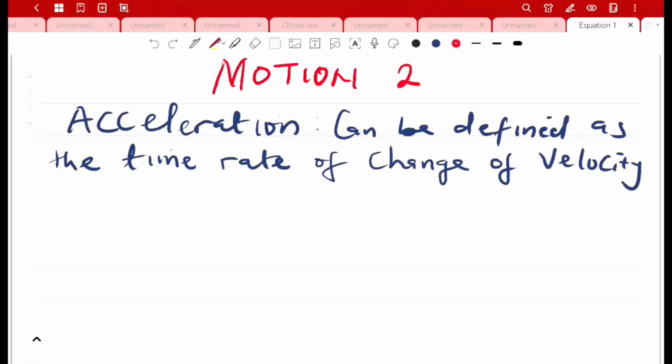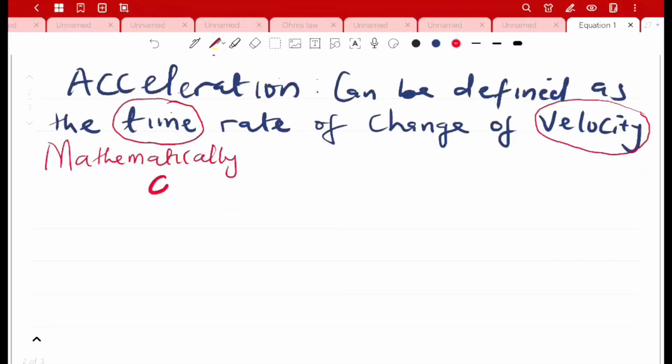Number one, acceleration. Number two, time. And number three, velocity. So mathematically, if we want to derive the first equation from this definition, acceleration, which is A, equals change in velocity, delta V, divided by time. Can you see that? Let me simplify this for you further.